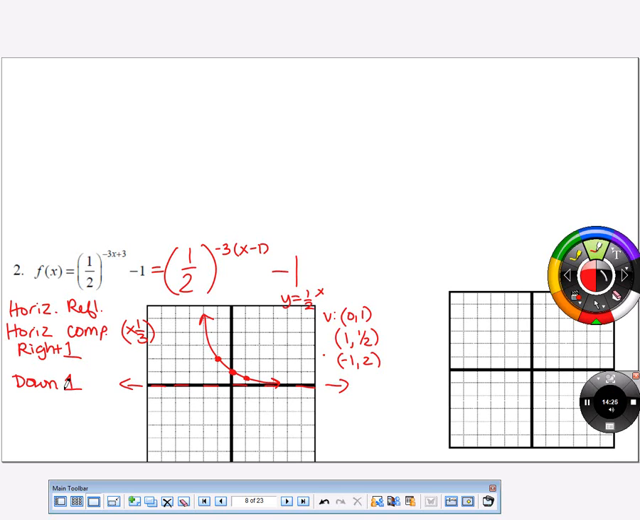Okay, so here's all of our transformations. Our asymptote starts at y equals 0, our vertex point, and 2 other points. Okay. All right, so let's go ahead and do this stuff. So horizontal reflection.